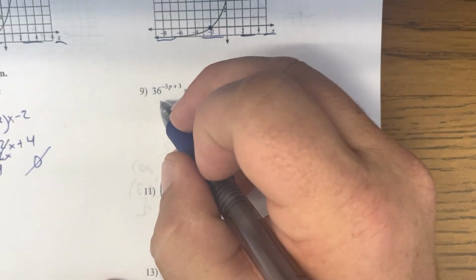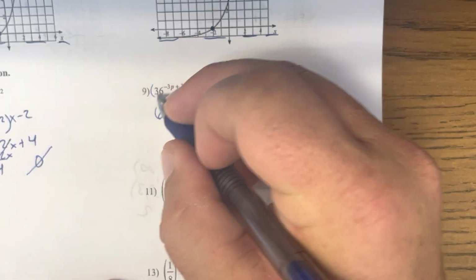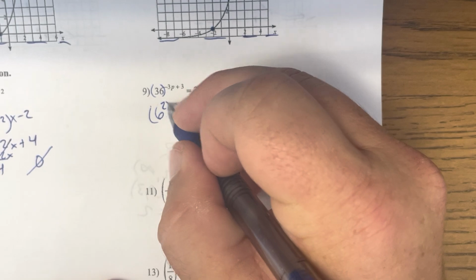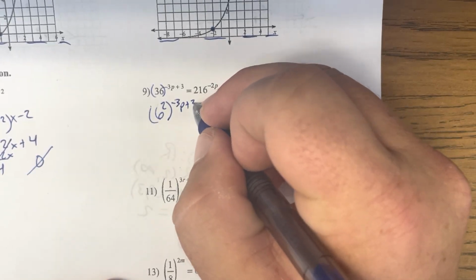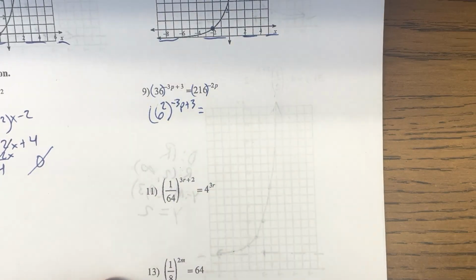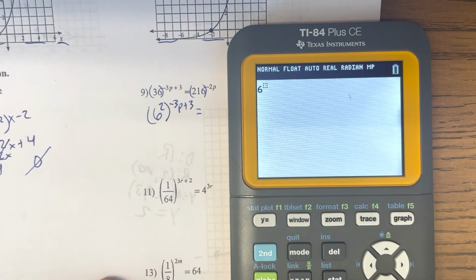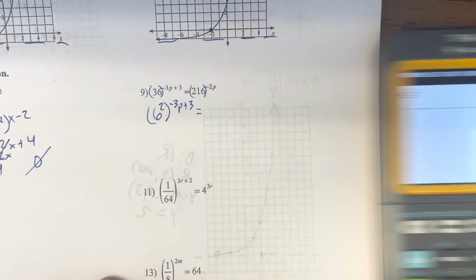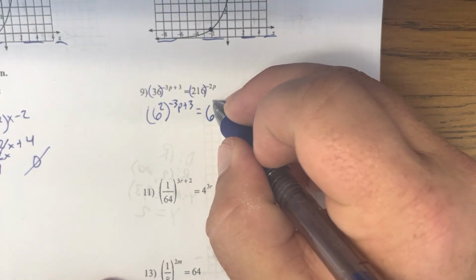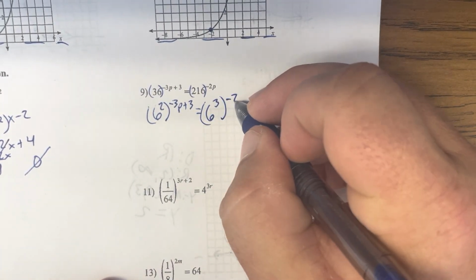36 and 216, we're going to have a base 6 on both sides, so the 36 is going to become 6 squared. And the 216, if you're not for sure, you can go into your calculator and play with it. 6 squared was 36. Let's go 6 cubed. There's 216 right there. So 6 cubed is 216 to the negative 2p.